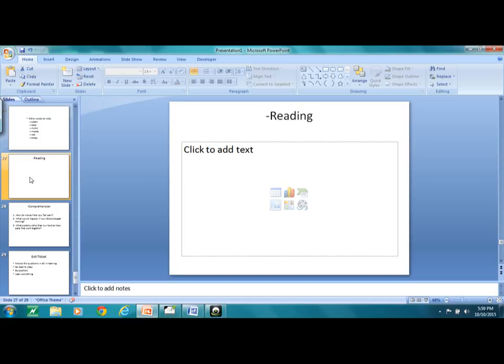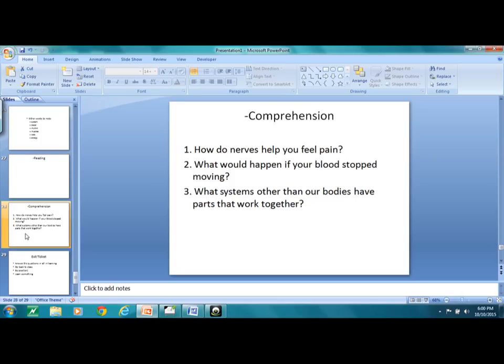All right, so that's very good. Now, what we want to do now is look at some questions. How do your nerves help you feel pain?